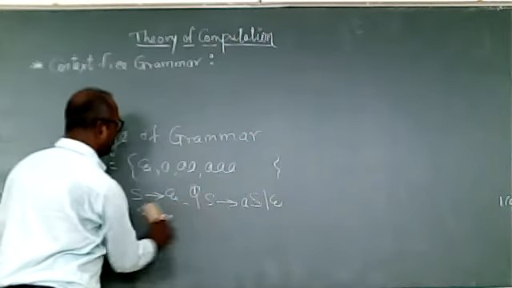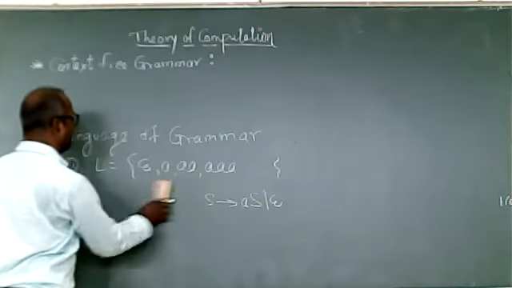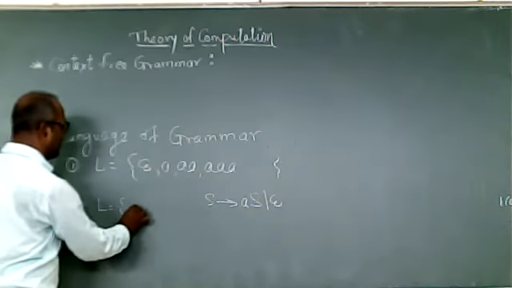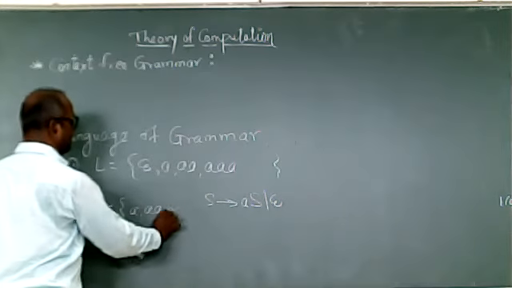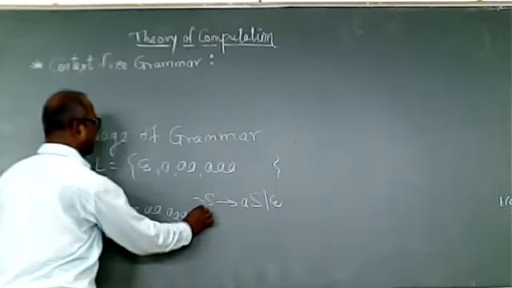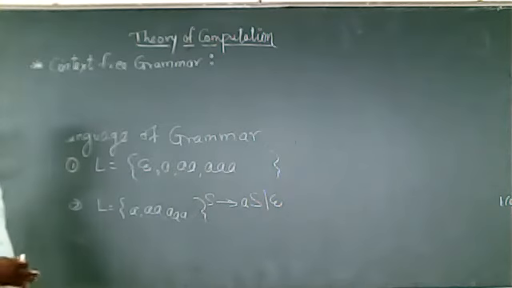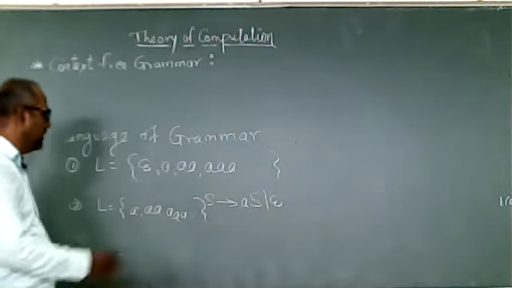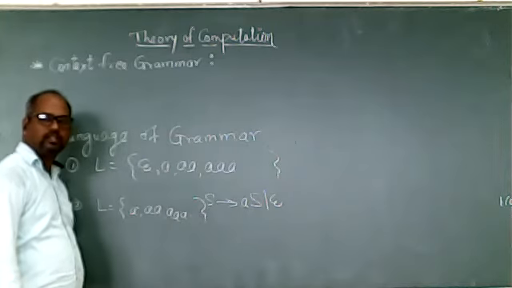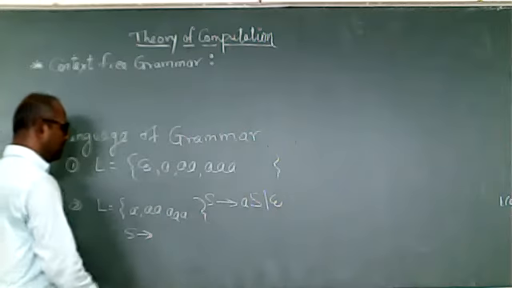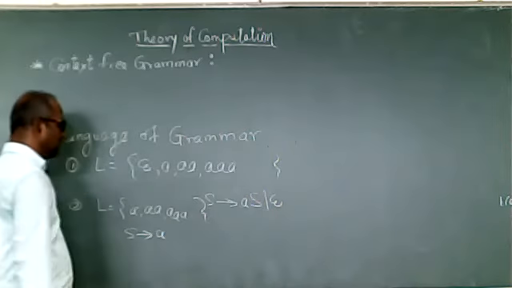Now the second language, L equal to A, AA, AAA, like this. Suppose this is the language where the string always starts with A, like this, any number of A's. So the production will be, now here there is no epsilon. So first it will start with S goes to A.